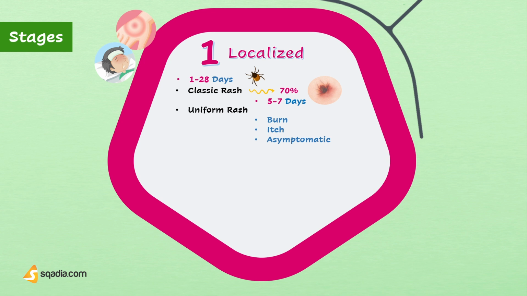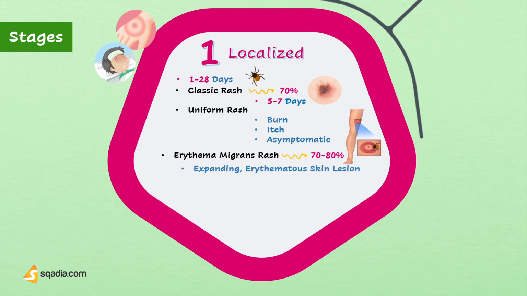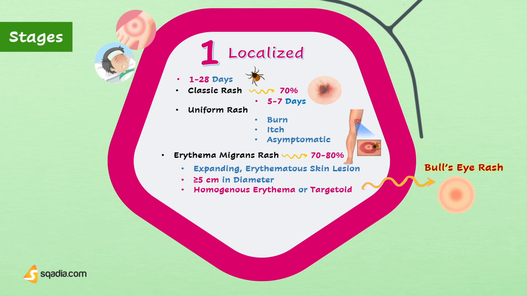Erythema migrans rash, which is found in 70 to 80% of cases, appears at the site of the tick bite as an expanding erythematous skin lesion. And it measures about 5 cm in diameter, and it may even be larger than that. This lesion may present as a homogeneous erythema or display a targetoid appearance. Now, because of this targetoid appearance, it has been termed a bullseye rash, and I love to call it a bullseye rash because it's easier to remember.